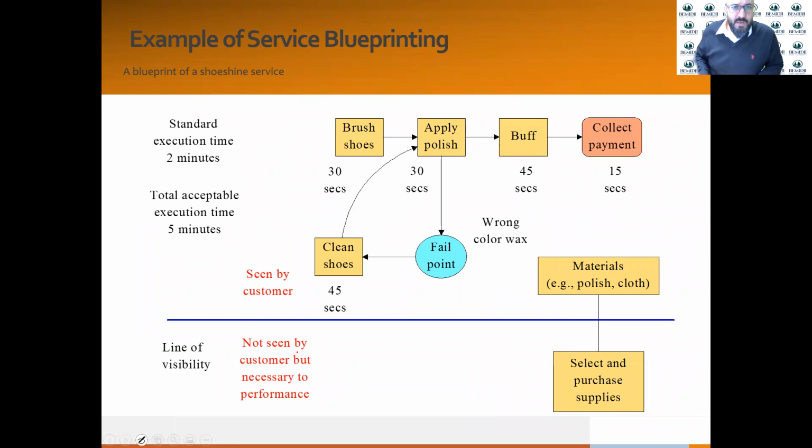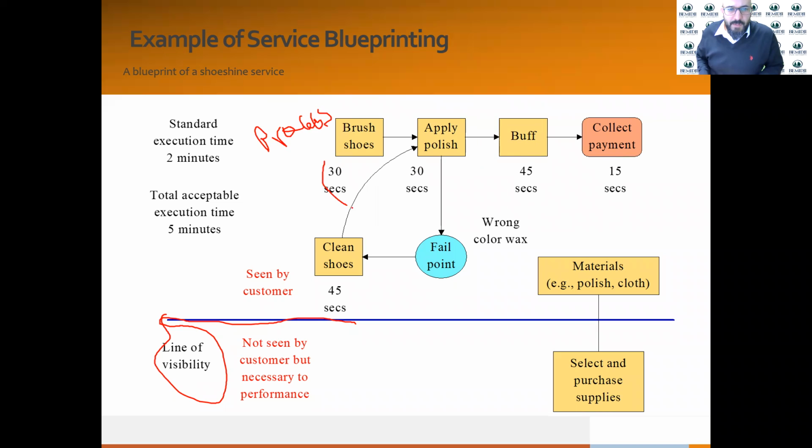So here's another blueprint with some times in it. This is the line of visibility, as you see, the blue line. And what you see is what the customer sees: brush shoes, apply polish. This is the process. The process will go like this: brush shoes, apply polish, buff, and collect payment.